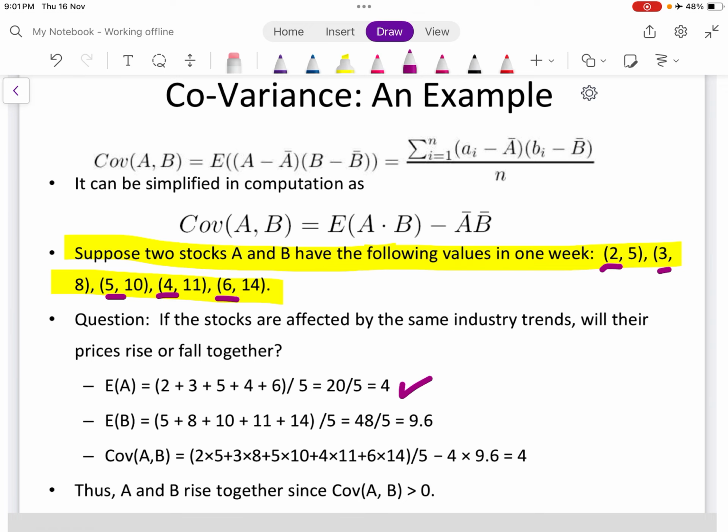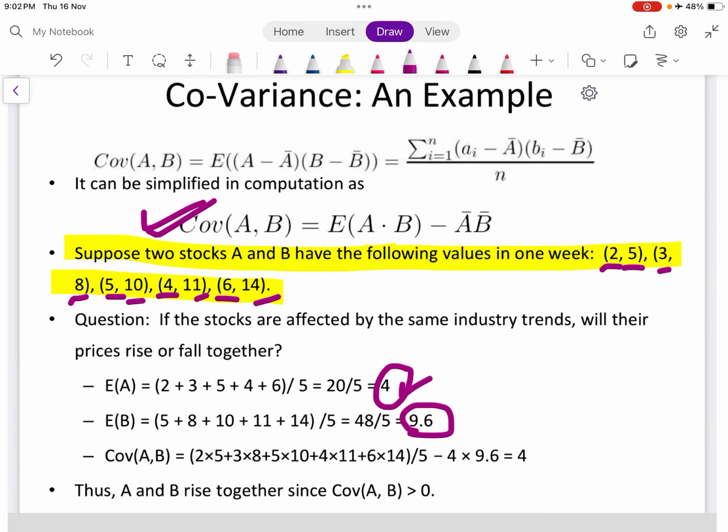So the x coordinates are 2 plus 3 plus 5 plus 4 plus 6, divided by the total number, that is 5. So you get the answer as 4. E of B will use the y coordinates, that is 5 plus 8 plus 10 plus 11 plus 14 divided by 5, that is 9.6. And then you apply the covariance formula, that is this formula. Covariance of A comma B equals E of A dot B minus E bar into B bar.